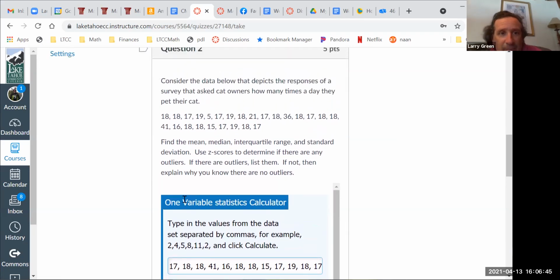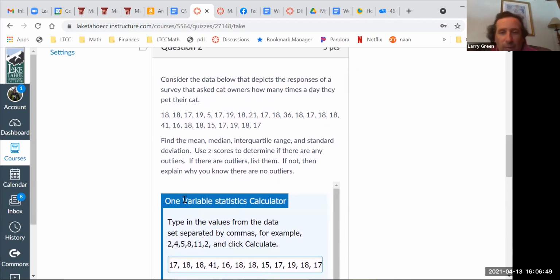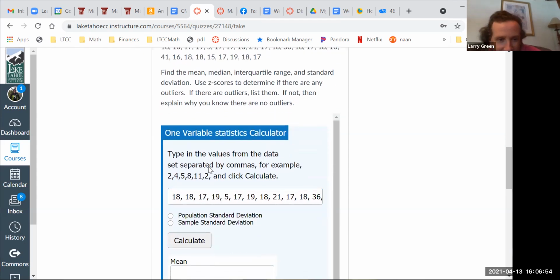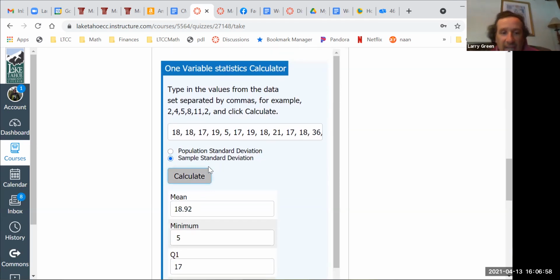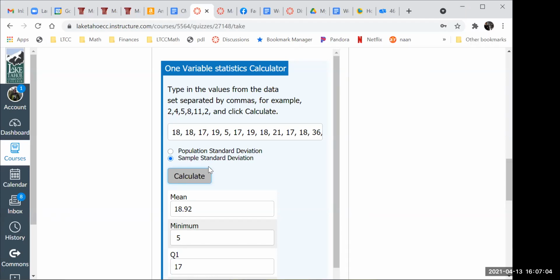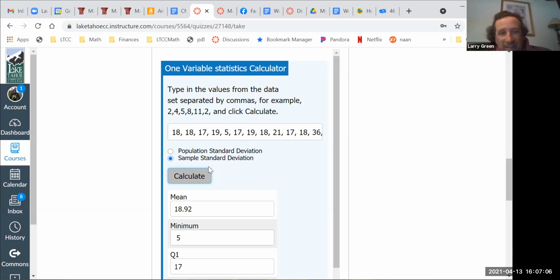Notice this is a sample, okay? Because there's a whole lot more cat owners than this list shows. So I'm going to click on sample standard deviation and hit calculate. Okay, did that look hard? No. Okay, but of course I did it. It's always easier to watch me do it, right?